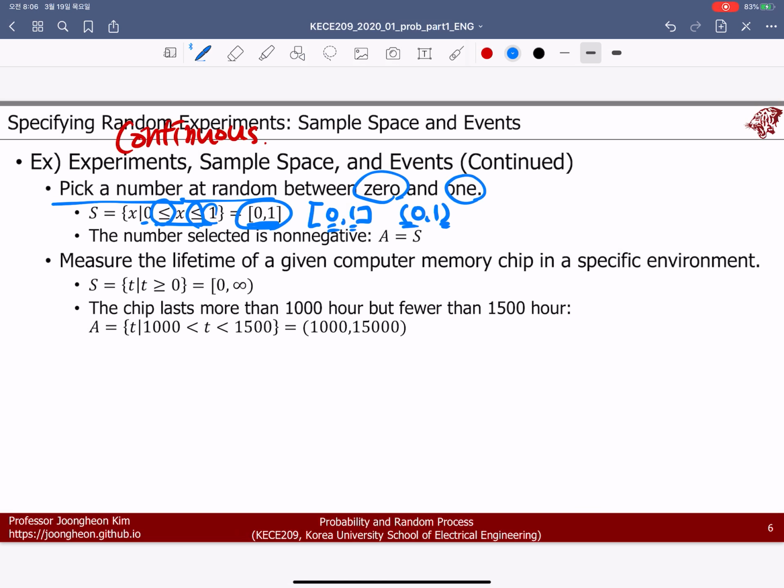Okay, so among this given sample space, we need to find our interest. Here we define our interest as follows. Our interest is that the number selected is non-negative. It means that it should be always positive or 0. Here you can see that they are all positive, and it also includes 0. That's why our interest is exactly the same as our sample space. We can denote it as A equals S, and that's it.